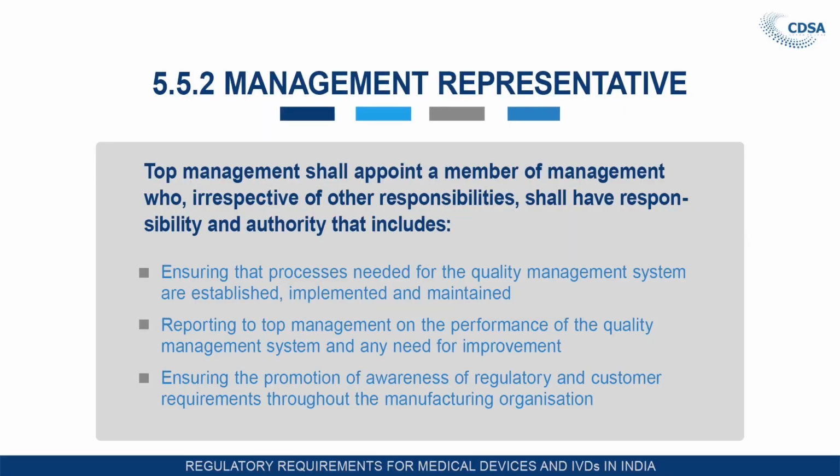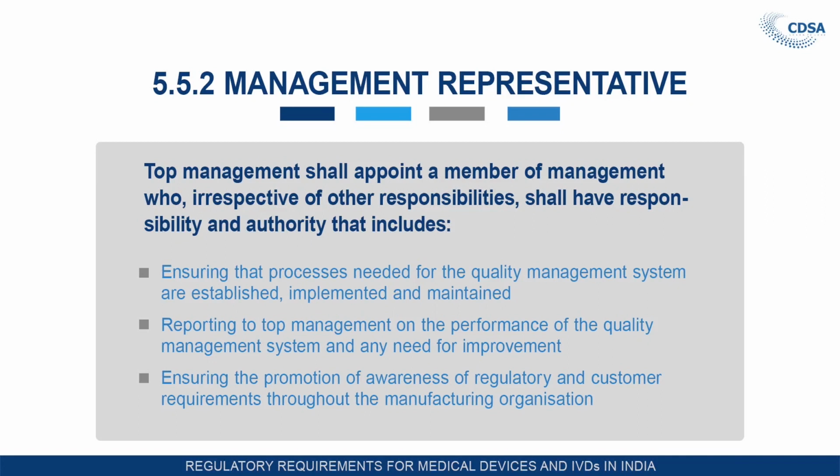5.5.2 is management representative. Top management shall appoint a member of the management who, irrespective of other responsibilities, shall have responsibility and authority that include ensuring that the processes needed for quality management system are established, implemented and maintained. Reporting to top management on the performance of the quality management system and any need for the improvement, and ensuring the promotion of awareness of regulatory and customer requirements throughout the manufacturing organization.